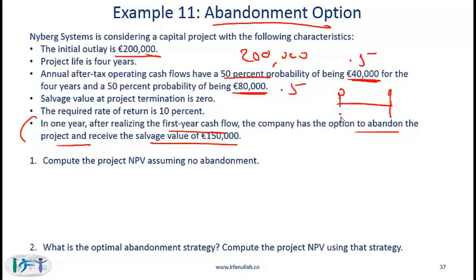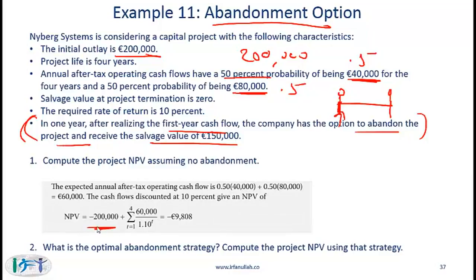But your decision to start needs to be at time 0, to start or not to start. So let's say you did not have this abandonment option. Then what is the NPV of the project? Then what you simply say is you have a minus 200,000, so that is your initial investment. If you get either 40 or 80, what is the expected value? 60. So you take 60 over 4 years and your NPV is negative. What this means is without the abandonment option, you will not do this project.